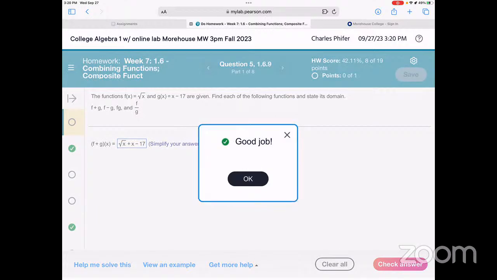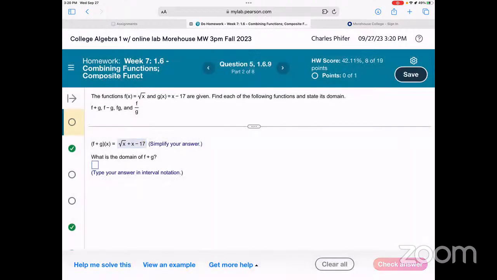Okay, let's keep going. What's the domain? The domain of f is 0 to infinity, including the 0 with the square bracket. The domain of g is all reals. So 0 to infinity intersection all reals is just 0 to infinity.